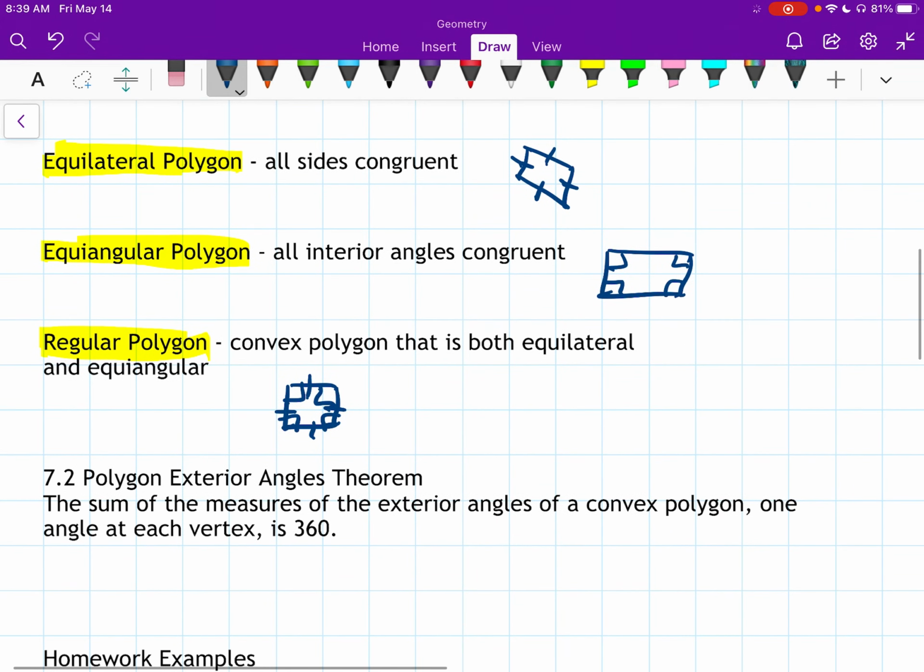Next up. Well, let me say this again. Equilateral, we're going to talk about a lot. Regular, we'll talk about a lot. Equiangular is one of those that we don't talk about quite as much, but it still is something that we need to know.